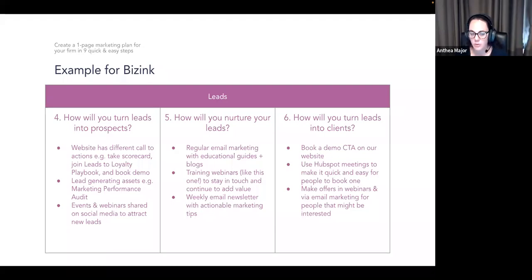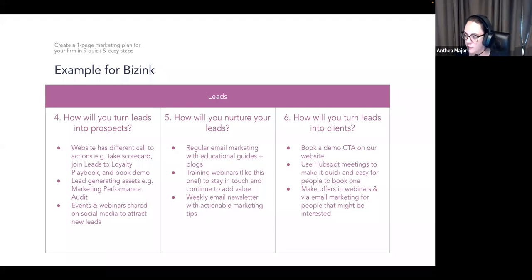Things like our audits of how people are doing. And we do heaps of events and webinars, as you know, you're coming along to one now. So nurturing those leads, we spend a lot of time here as well, mainly on email, further training, and webinars. We do a weekly email newsletter as well. So it just keeps us in front of people that have started to get to know us but aren't quite ready for the meeting.